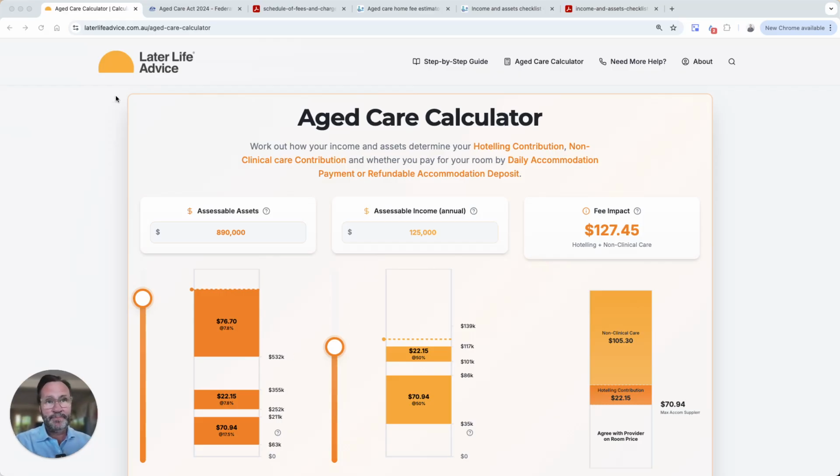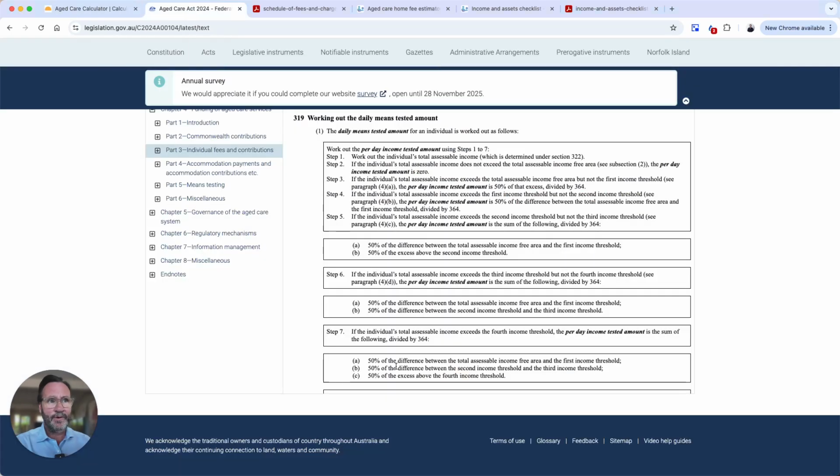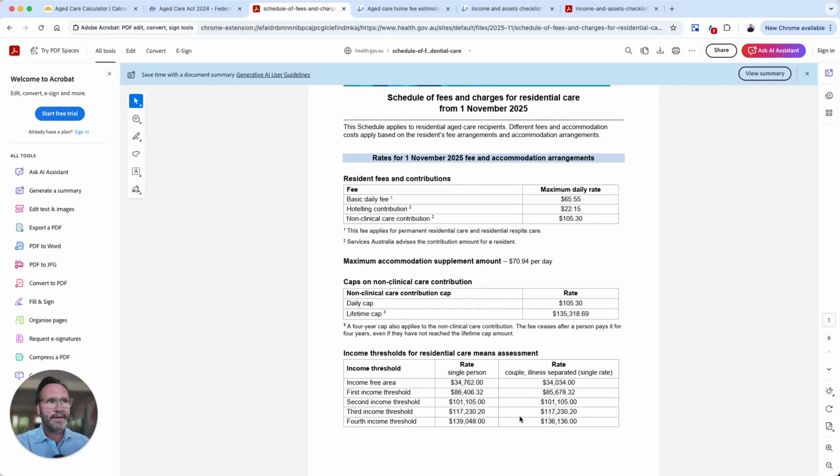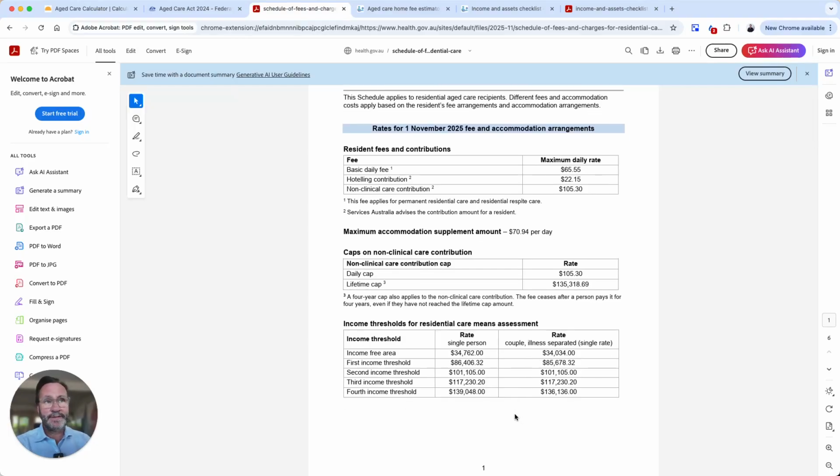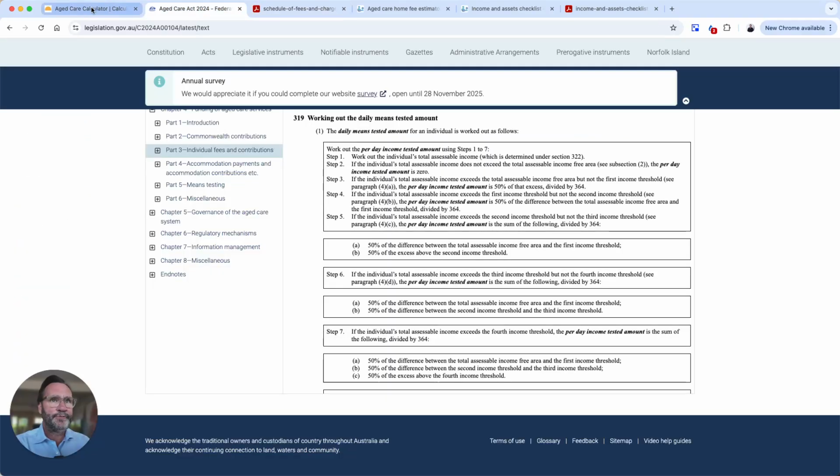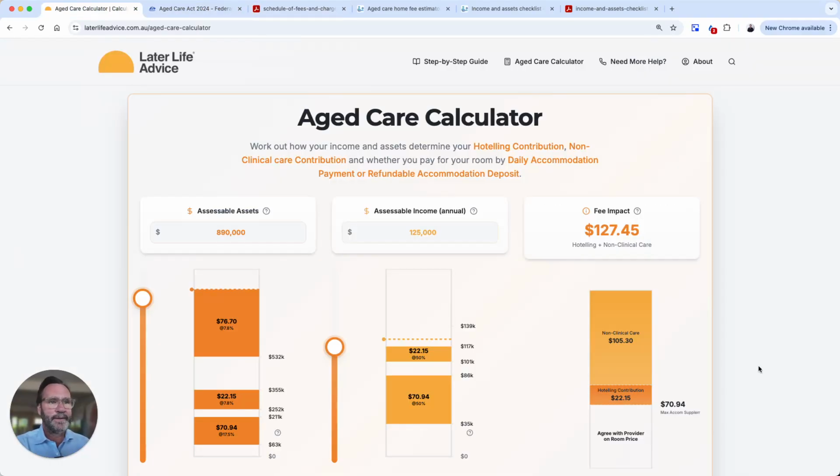Now, just as a bit of background, this aged care calculator is based on the Aged Care Act. And if you go to the Act, if you can find the section about working out daily means test, it's enormously complicated. And not only do you have to work out the system of how this test works, but then you have to match it up to all the thresholds. Now, this is all public information and there's links on this website on how to find it. But what we've done is to put this all together in a visual way.